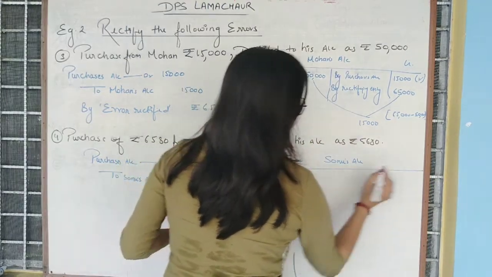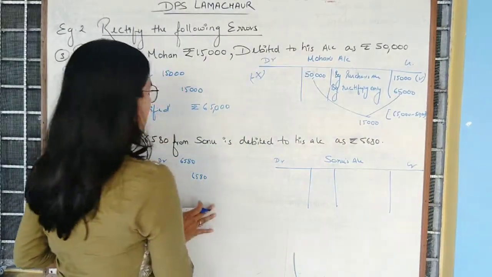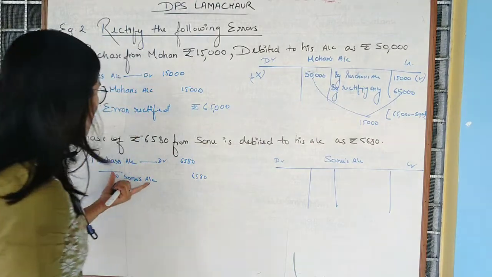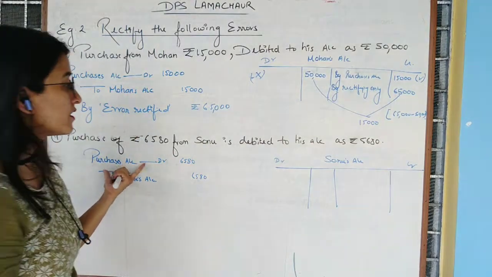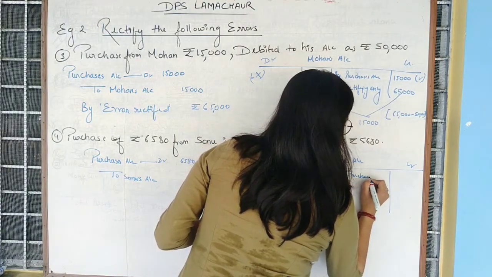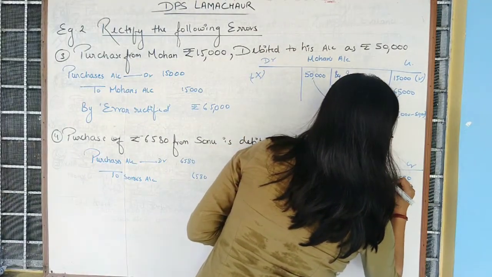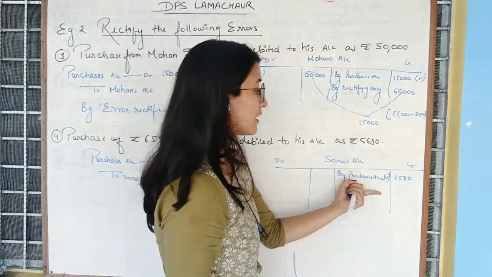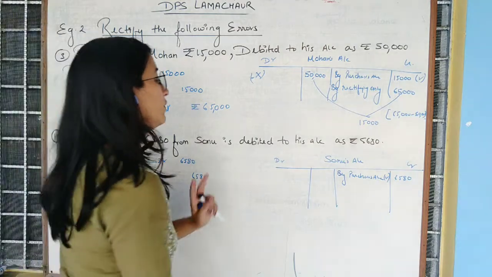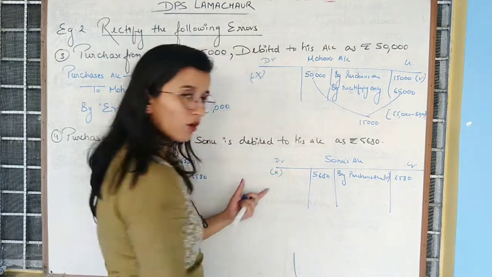Here is the debit side, here is credit side. Now, as we know, when we post the entry from journal to ledger, we post them in opposite direction. So, purchases account is debited here, we will credit purchases account by purchases account. Amount is 6580. This is the correct entry. This should be the correct entry, but we have debited Sonu's account with the amount 5680. This is wrong posting.